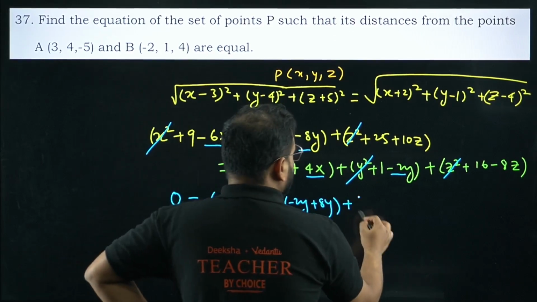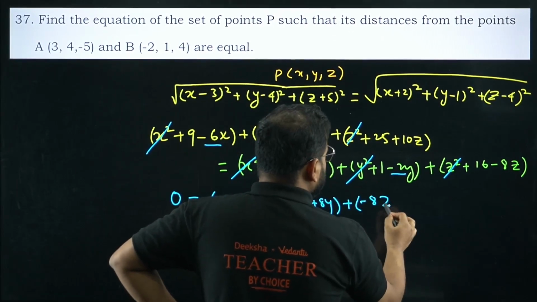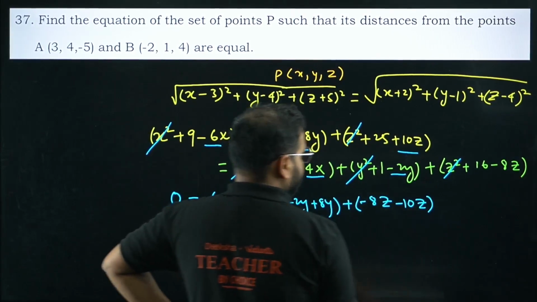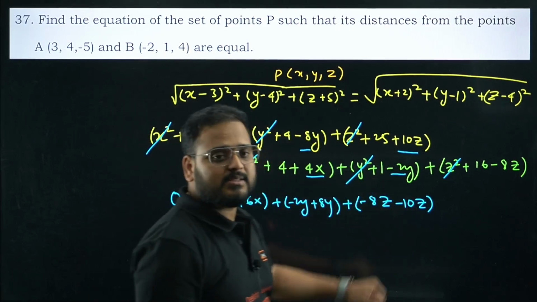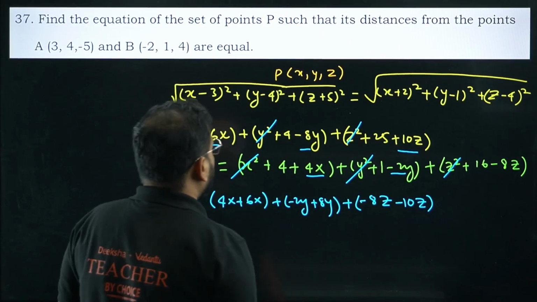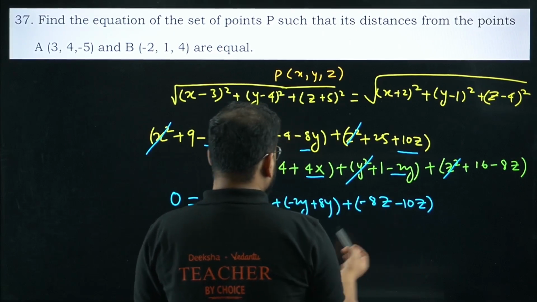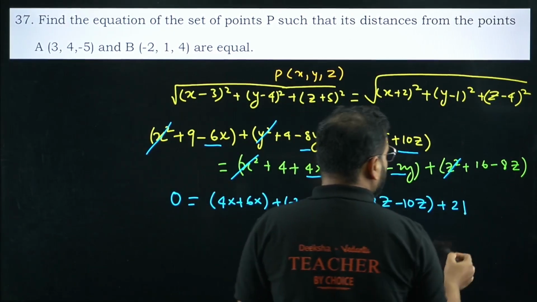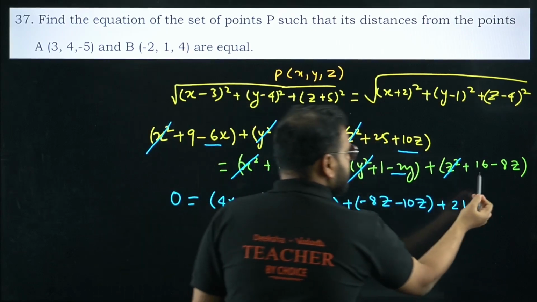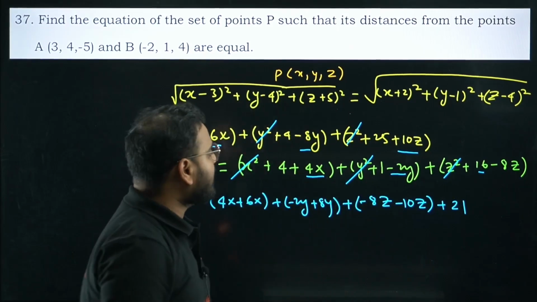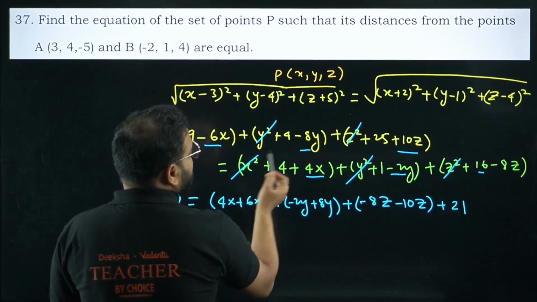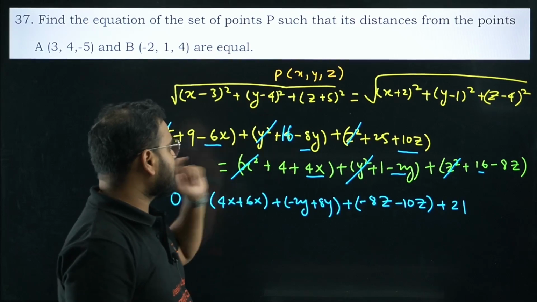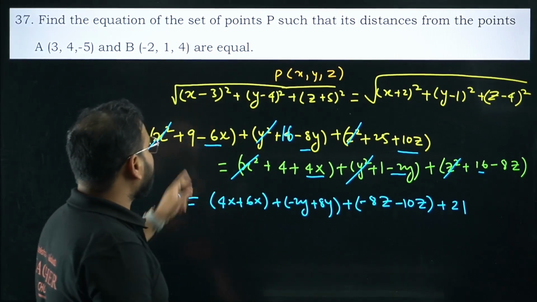Again, the z term: I have minus 8z here, and on this side minus 10z, so minus 10z, since 10 will become minus 10. What else can we write? The numbers on the RHS: 1, 4 and 16, so 21. On this side I have 9 plus 4 plus 16, right? 4 square will be 16 actually, there was a mistake. 16 plus 9 is 25, plus 25.